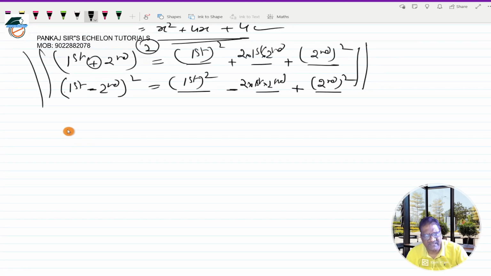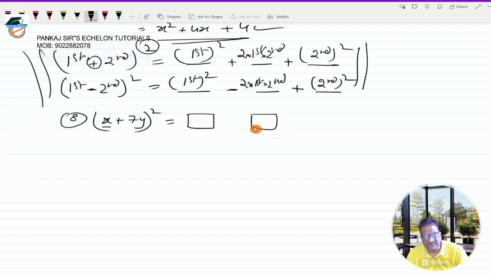So let us come to the 8th problem, and this is x plus 7y the whole square. Now my approach will be different. This is plus, so I'll put a box for the first term, second term, and then third term. Because the power is 2, I'll have 3 terms, so I'm putting 3 boxes. Then because there's a plus over here, there'll be a plus between all the 3 boxes, plus and plus over here.